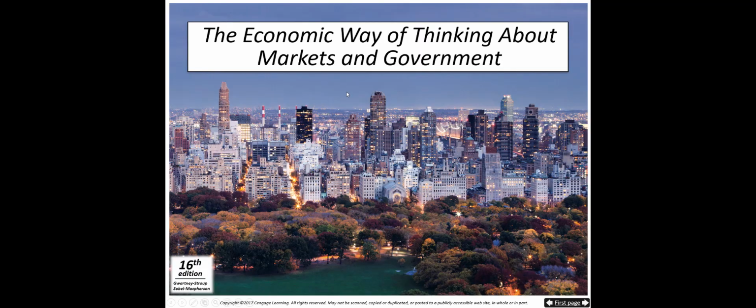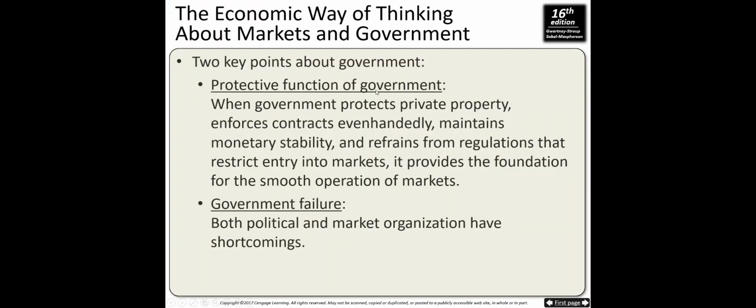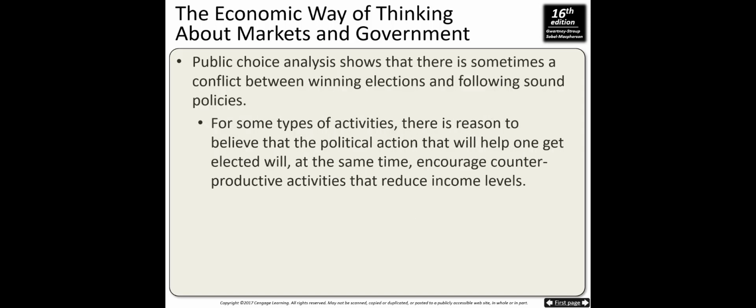And finally, let's talk about markets and government. Two key points about government. When government protects private property, enforces contracts even-handedly, maintains monetary stability, and refrains from regulations that restrict entry into the market, it provides the foundation for the smooth operation of markets. But government fails too. Both political and market organization have shortcomings. Public choice analysis shows that there is sometimes a conflict between winning elections and following sound policies. For some types of activities, there is reason to believe that the political action that will help one get elected will, at the same time, encourage counterproductive activities that reduce income levels.